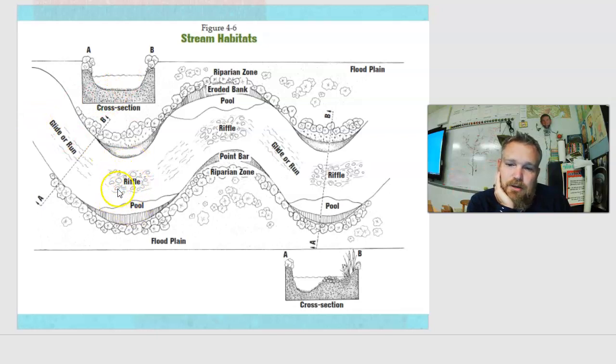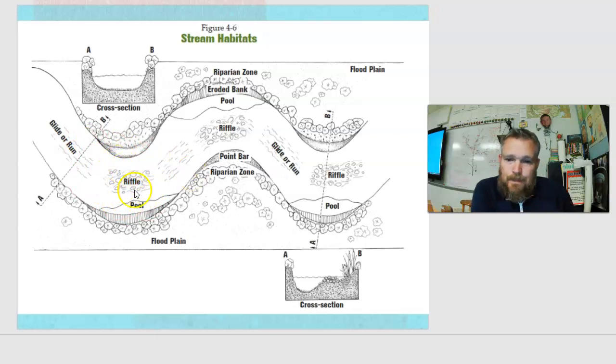And then this is a riffle, this area here where rocks are really close to the surface. It's a shallow area that's rocky, and when water moves through it, it becomes turbulent because the rocks are so close to it that it forms little rapids. And that actually helps, remember, agitation increases dissolved oxygen, so that helps dissolve more oxygen in the water.